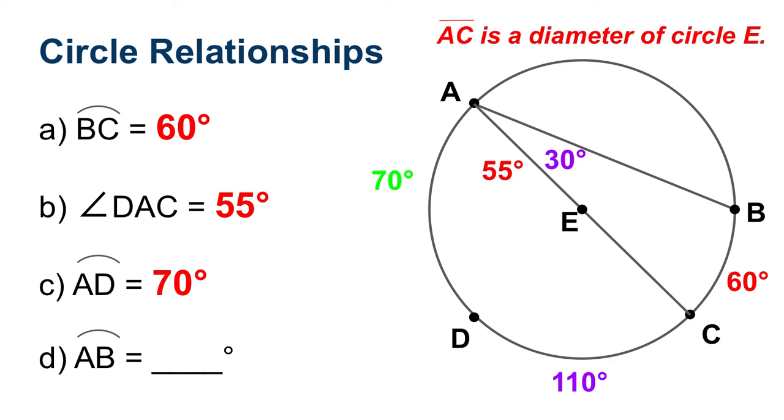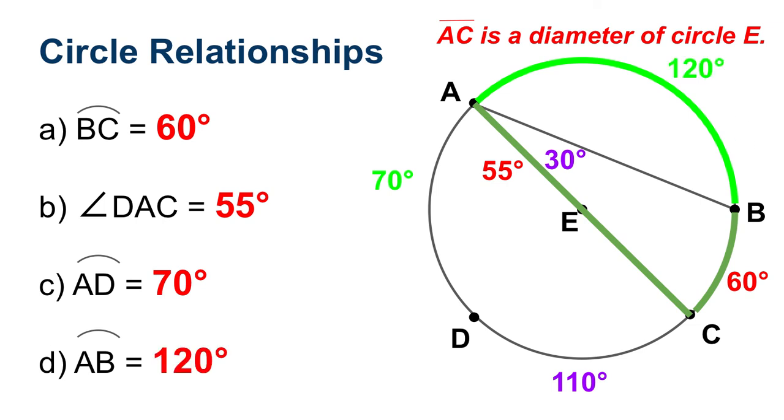Okay, next on the list is arc AB. So we're going to use similar thinking for this. We know that AC is the diameter of the circle, so halfway around the circle is going to be 180. If we already know that this arc over here is 60, we've got to figure out what's left to get to 180, and that would be 120.